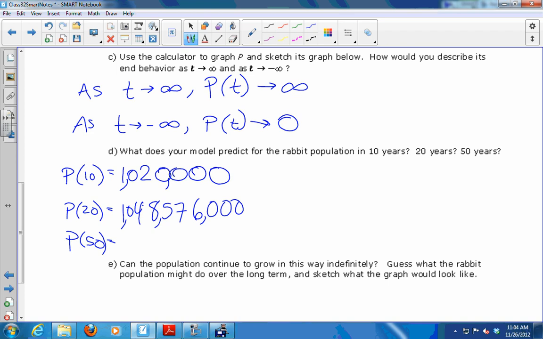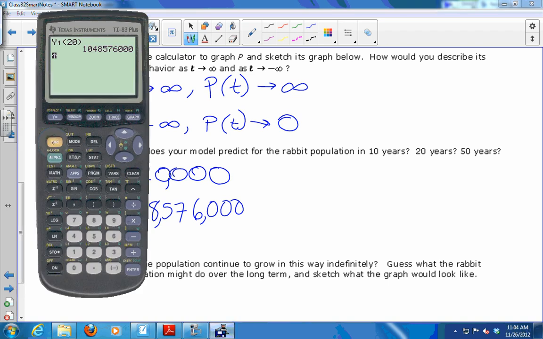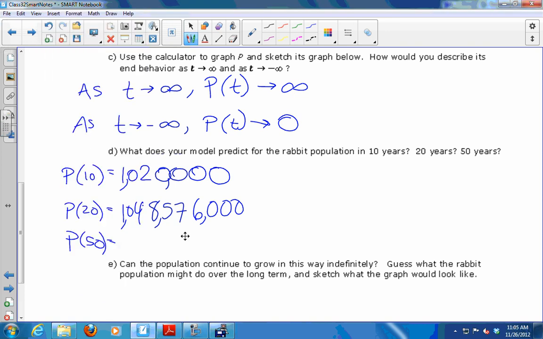It's pretty fast growth considering we started with 1,000 rabbits. Right now we have over 1 billion. Let's see what happens if I plug in 50. Now it's so big that even my graphing calculator can't write out all the decimals. I'll just say 1.13 times 10 to the 18th, which means I want to move that decimal point in 1.13 18 places to the right. It's a really large number.